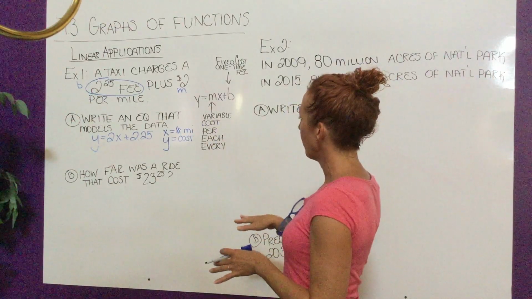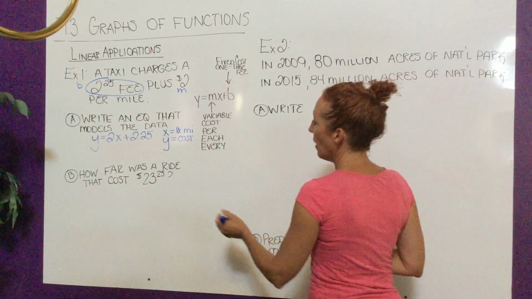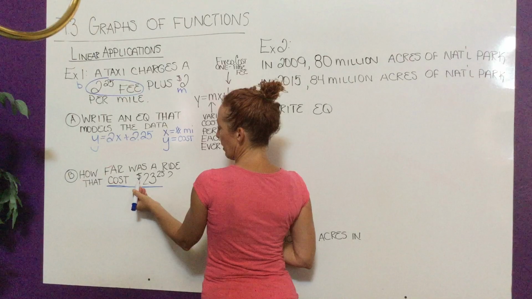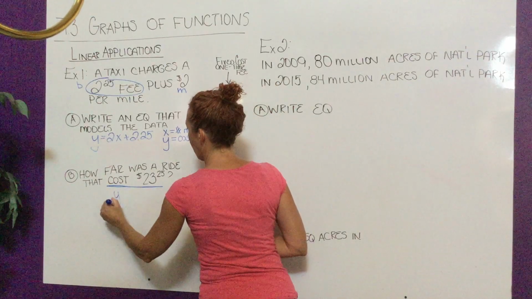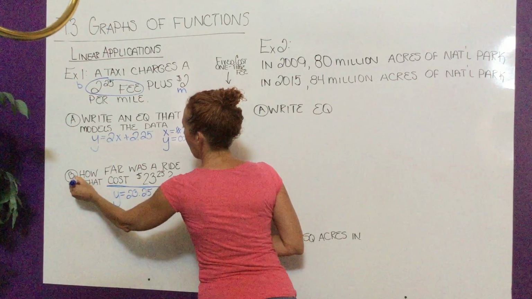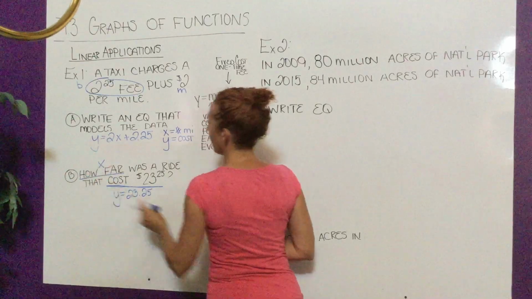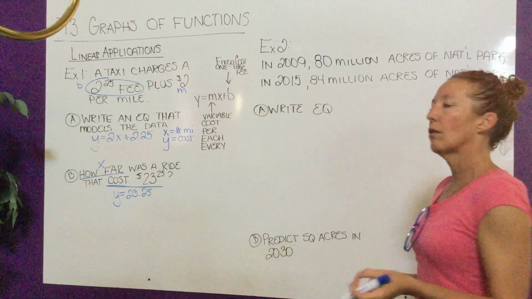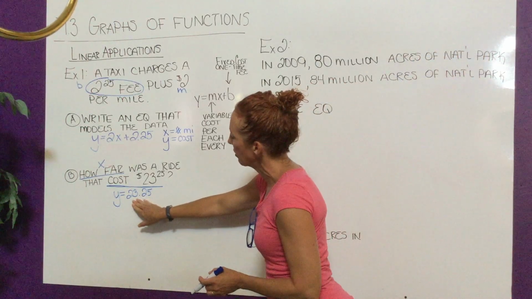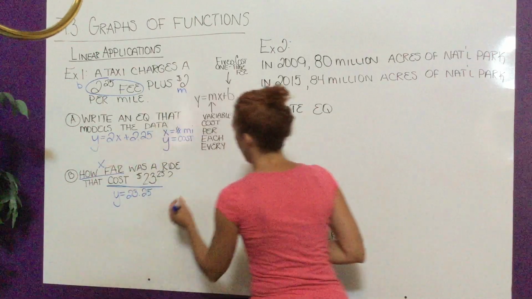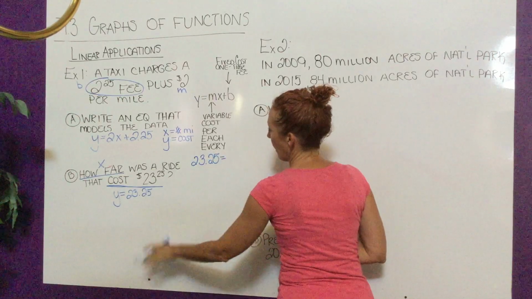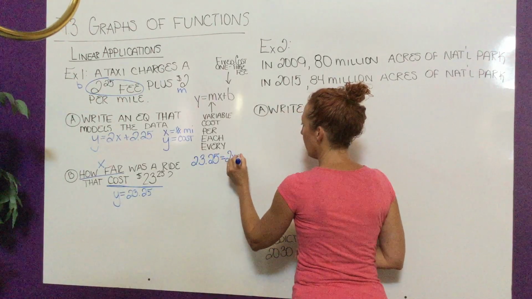All right, how far was a ride that cost $23.25? You can tell this is a cost value. It says right there. Another clue is the dollar sign, and so they're giving us, in this second half, the Y value. And how far implies that they're looking for the number of miles. So we are looking for the X given the Y. So we're gonna go ahead and substitute 23.25 in for our Y value. And I'll put it right here just in case you can't see the bottom half of the screen.